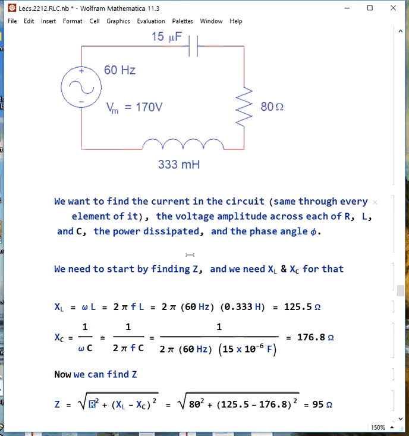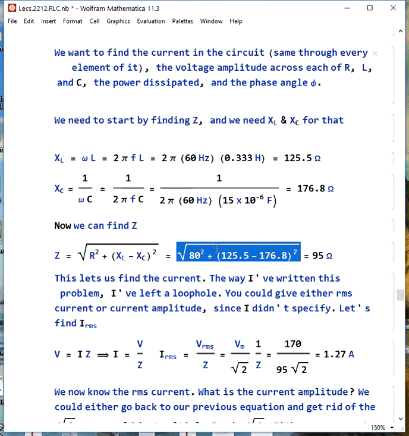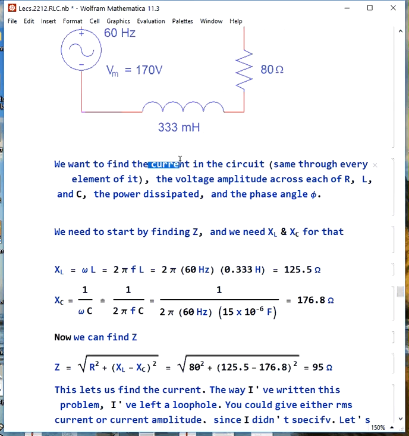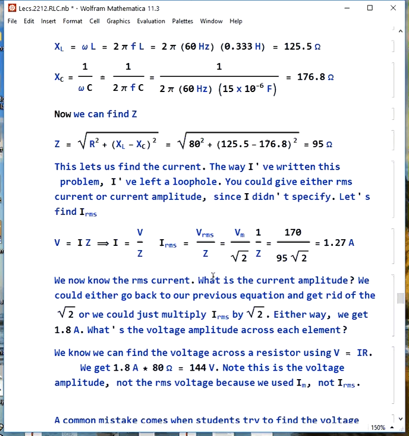We know R already. We didn't have to do anything to find that except read the diagram. We put all this together and we get 95 ohms for Z. This is going to let us find the current. Now, unfortunately, the way I wrote the problem, I left a little bit of a loophole here. You could answer this problem on a test with either RMS current or current amplitude, since I didn't ask you which one in particular. Hopefully on a real test I'd remember to do that.